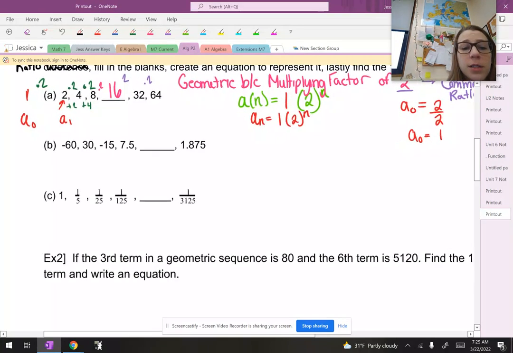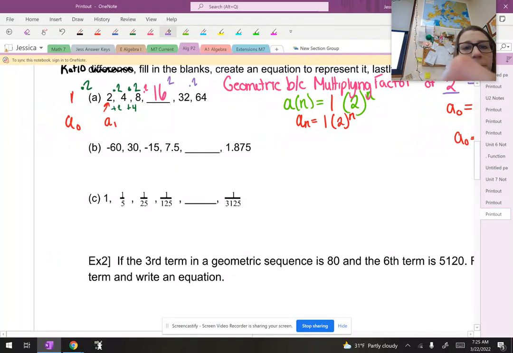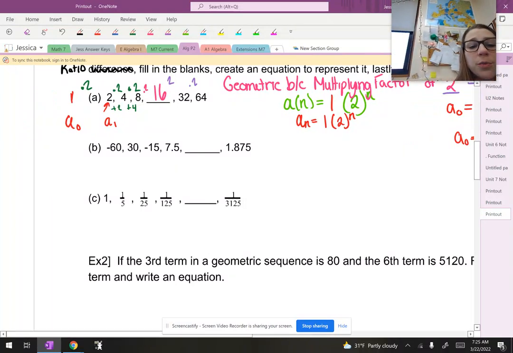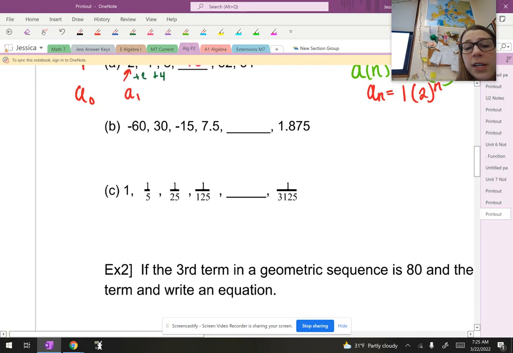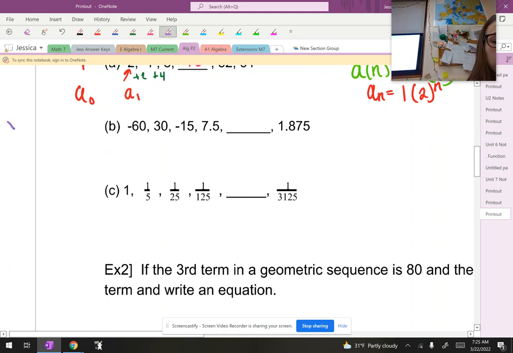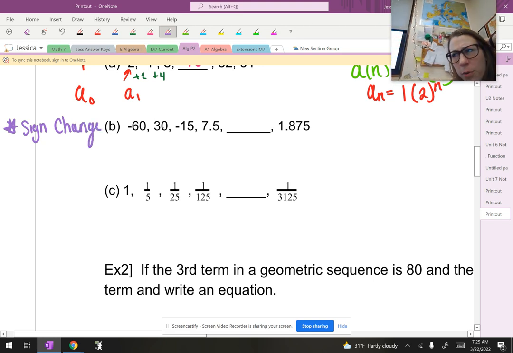Okay, next, sequence letter B. Here is a little weird because you can notice that we have a sign change going on. So that's an interesting thing. We have a sign change. I start off with a negative, and then I go to a positive, and then I go to a negative, and then I go to a positive. So weird.